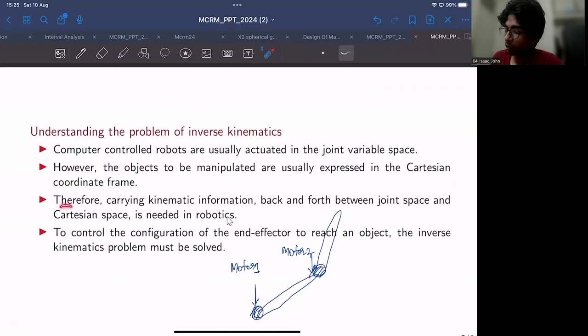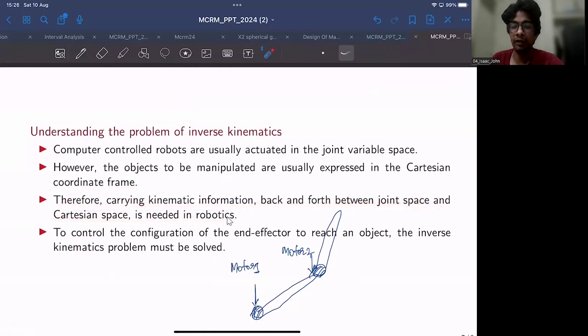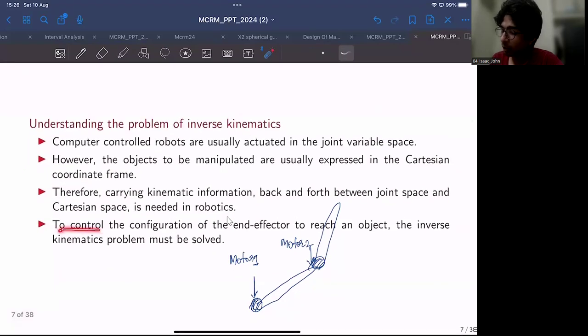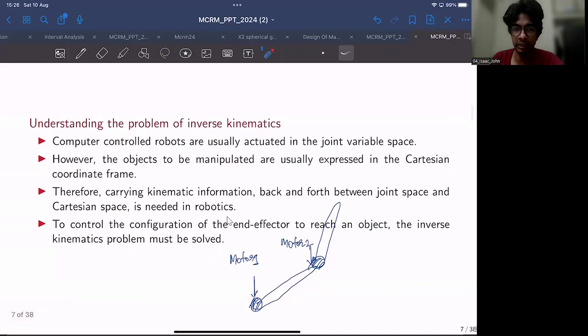So due to this, carrying the kinematic information back and forth between joint space and Cartesian space is needed in robotics. Due to this conflict, controlling the robot in joint space and manipulating the object in Cartesian space, we would have to go back and forth between joint space and Cartesian space. And to control the configuration of the end effector to reach an object, the inverse kinematics problem must be solved. Right? If you want to command the robot to go to a specific position, you would need to know what should be the inputs that you need to give to these motors. So that is why we require inverse kinematics.